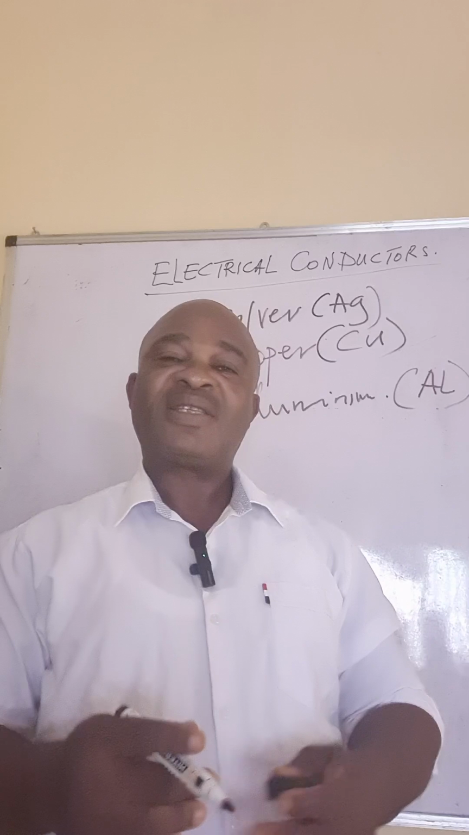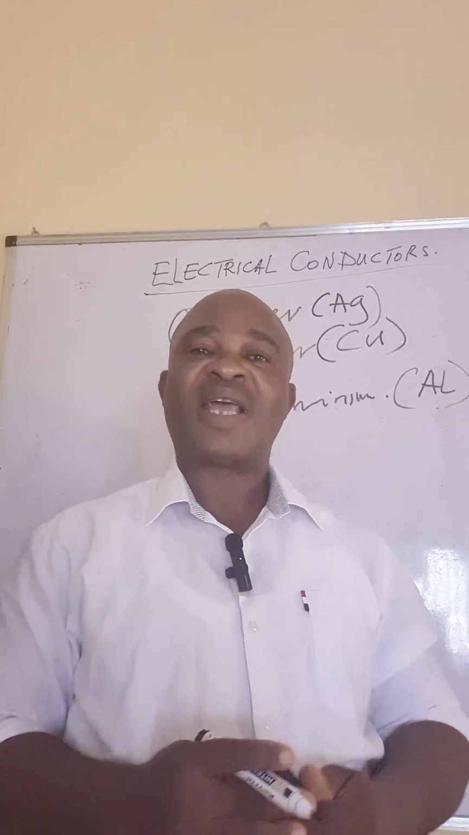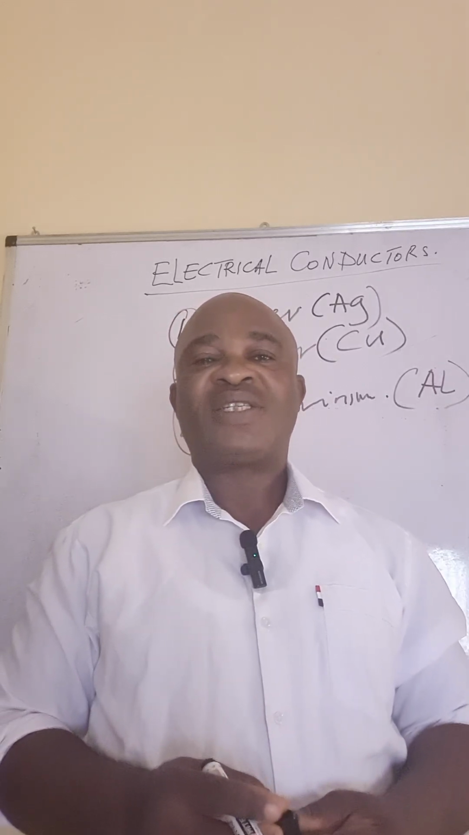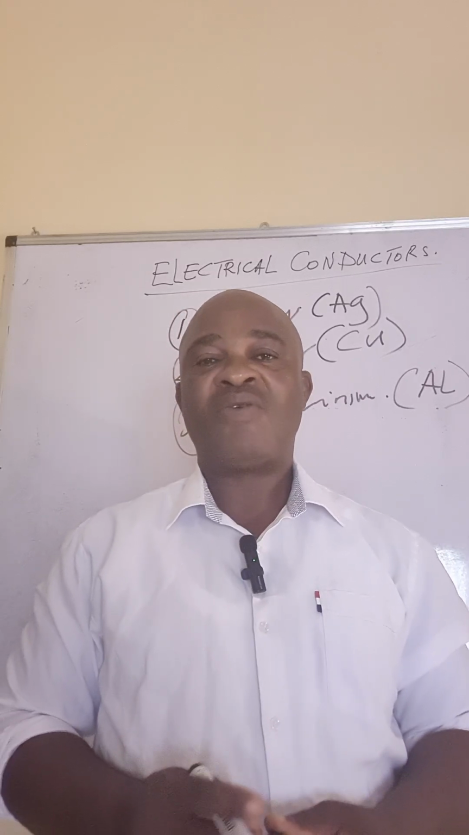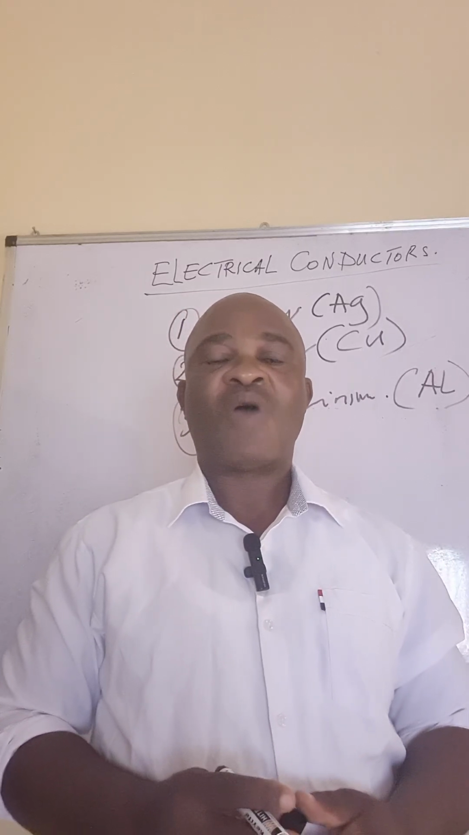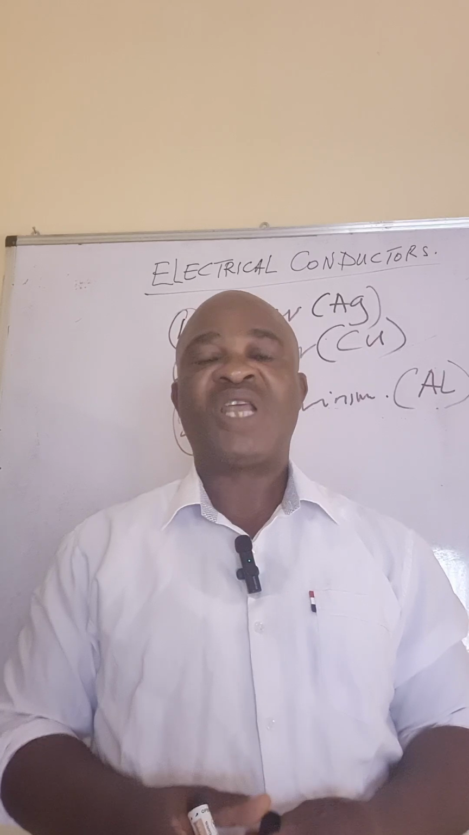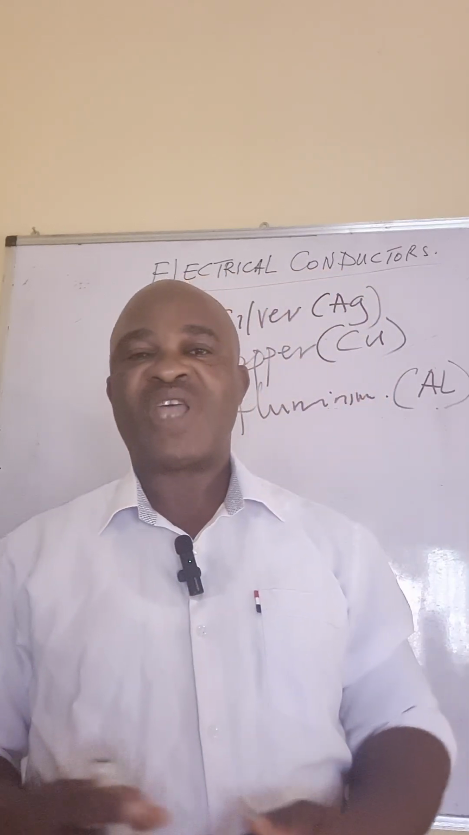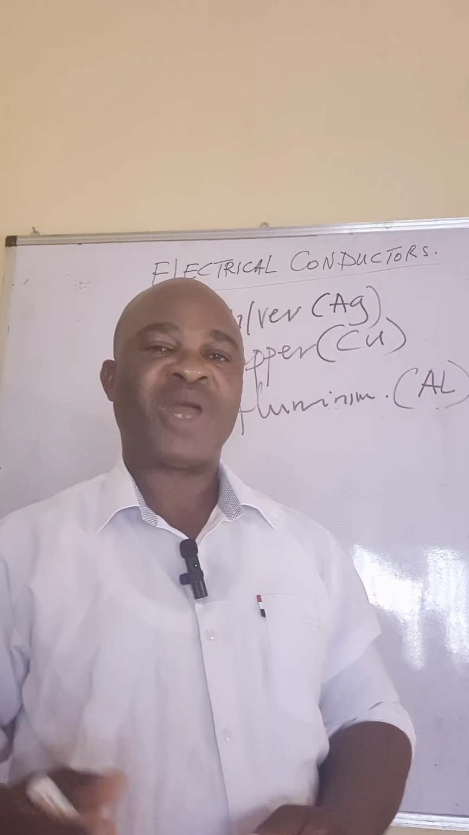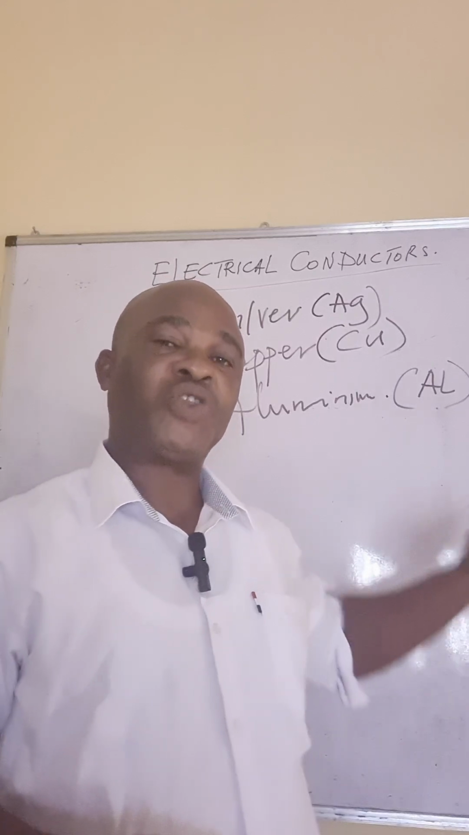So silver has a density that is sizable. So you can see the properties silver possesses that make it a very good material for our electrical conductors. But because it is very, very expensive, we don't normally apply it in most of the applications we do. So because of that, we resort to copper.